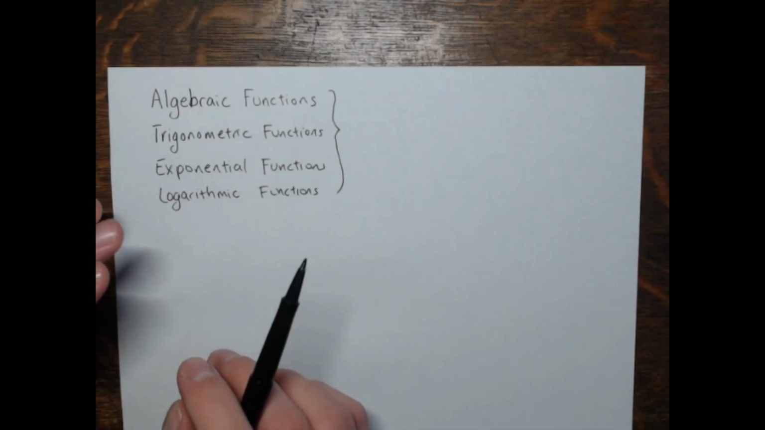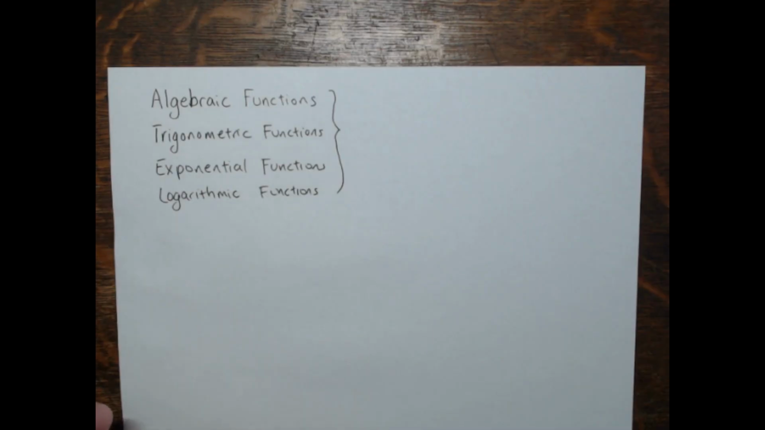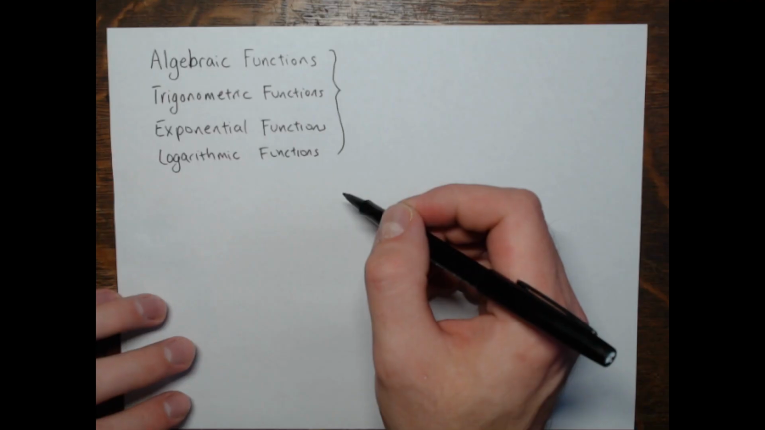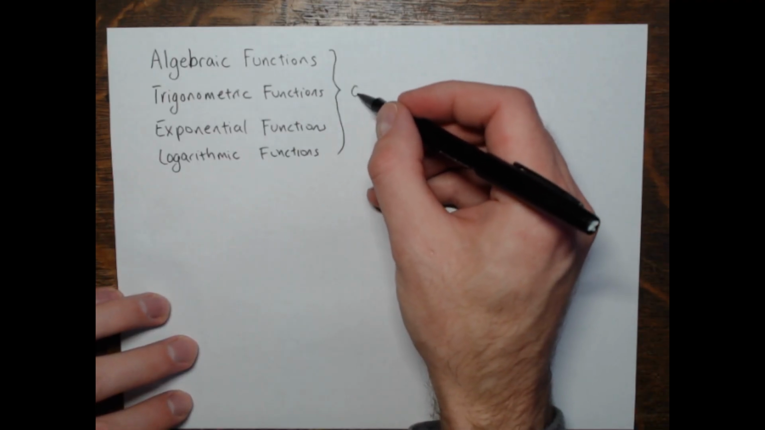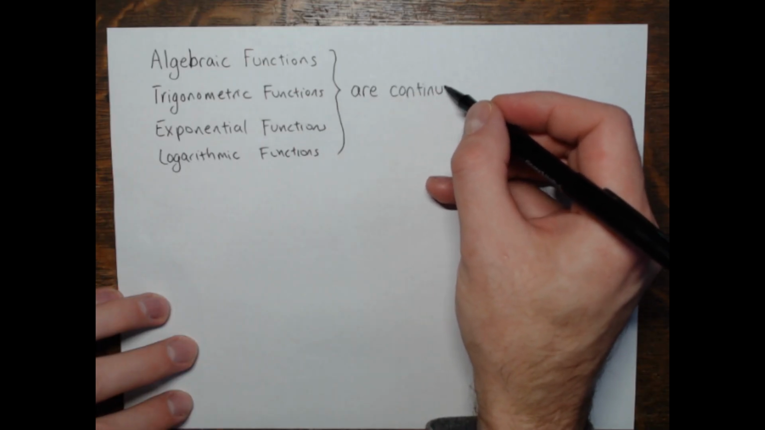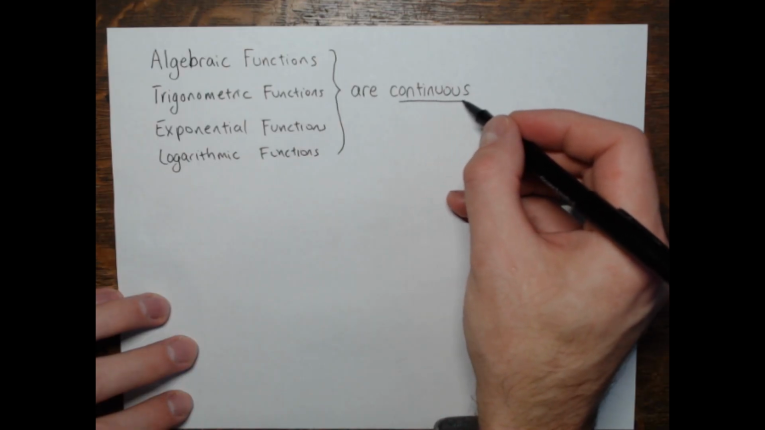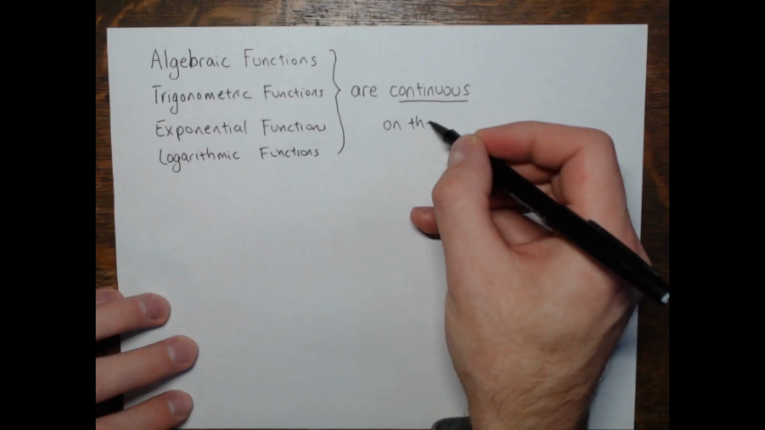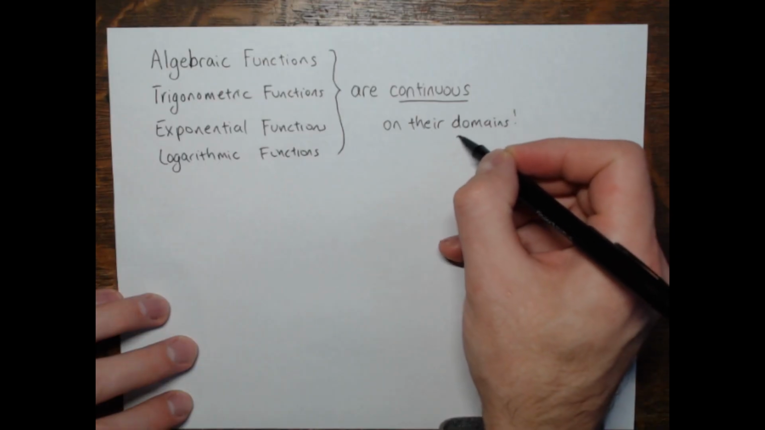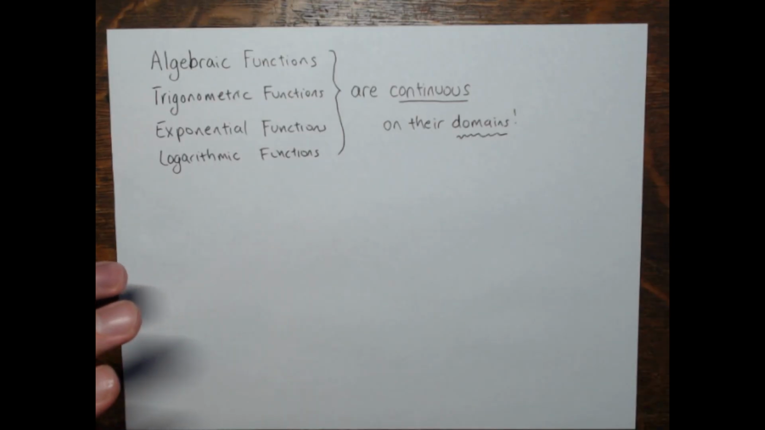Yeah, it might be the hyperbolic. I don't know if you studied the hyperbolic functions. It doesn't matter. All these classes of functions that you should have studied in a pre-calculus course, these will be continuous wherever they are defined. So they're continuous on their domains. All right, so remember the domain was any value you could plug in and get an actual output, a real number output.